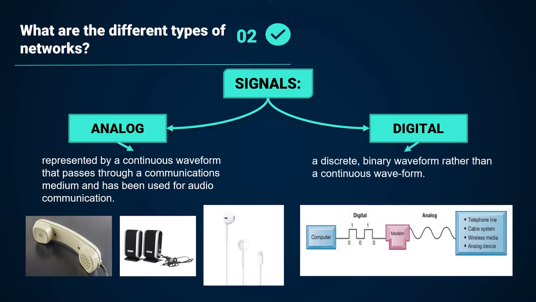A digital signal is a discrete binary waveform rather than a continuous waveform. A digital signal communicates information as strings of two discrete states, 1 bits and 0 bits, which are represented as on-off electrical pulses. Computers use digital signals and require a modem to convert these digital signals into analog signals that can be sent over telephone lines, cable lines, or wireless media that use analog signals.